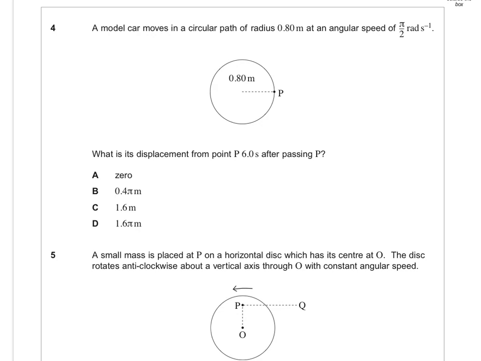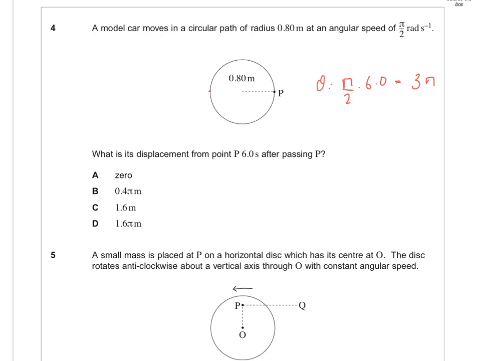A model car moves in a circular path of radius 0.8 meters at an angular speed of pi/2 radians per second. What is its displacement from point P 6 seconds after passing P? So the first thing is its angular displacement, which will be the angular speed times 6.0, which is going to be 3 pi. So essentially, if it's at this position, it's now going to be over here.